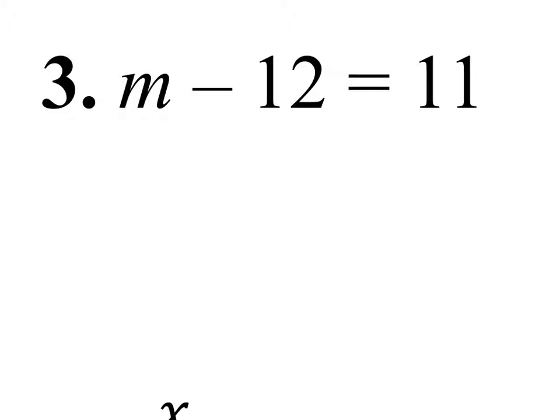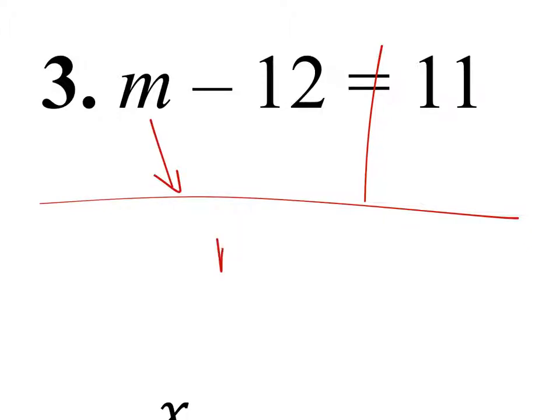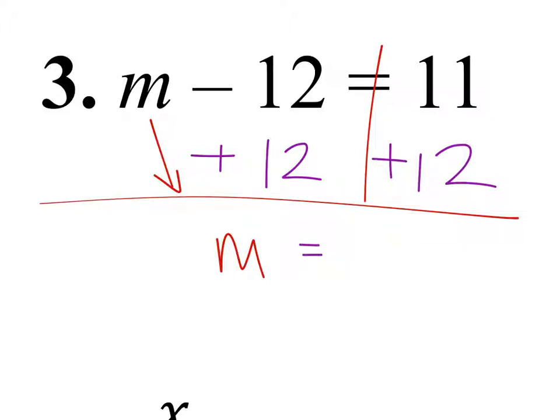On this one, we want to get that M all by itself. So I'll use a T model a little bit here. And we want the M just by itself, which means we don't want minus 12. So to get rid of that minus 12, we'll make it a 0 by adding 12 to both sides. And then just to make sure, I would use a calculator on this. 11 plus 12, 23.